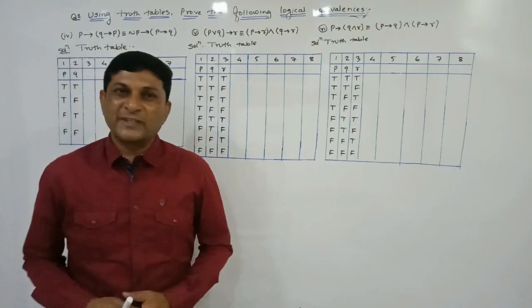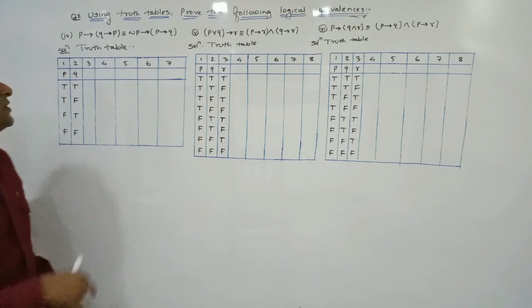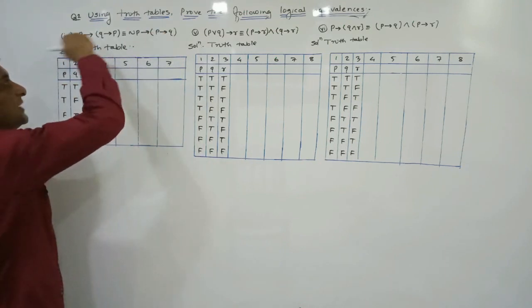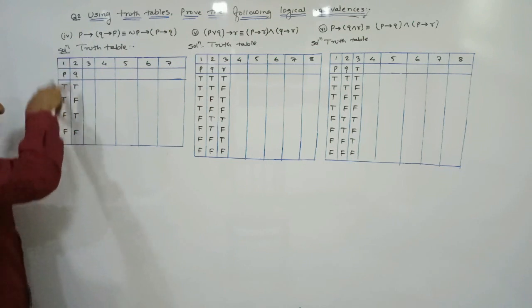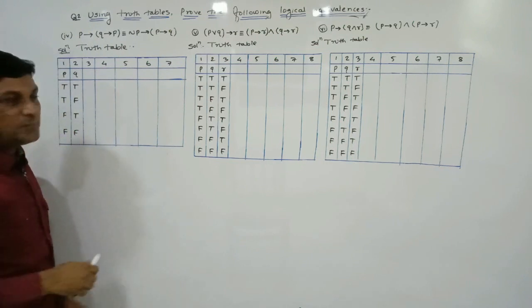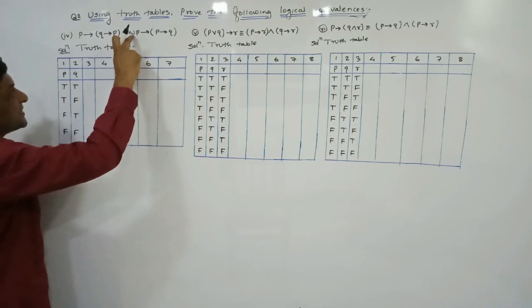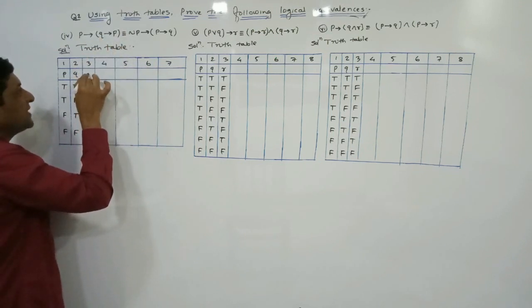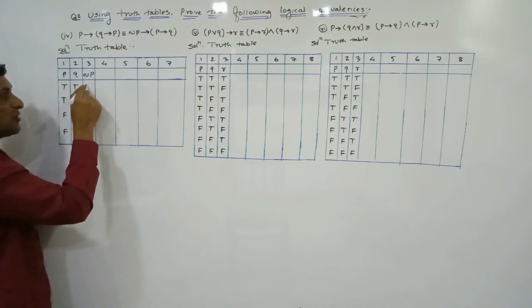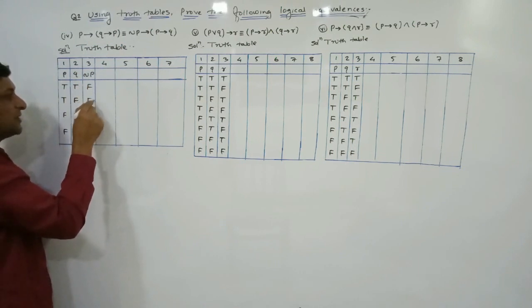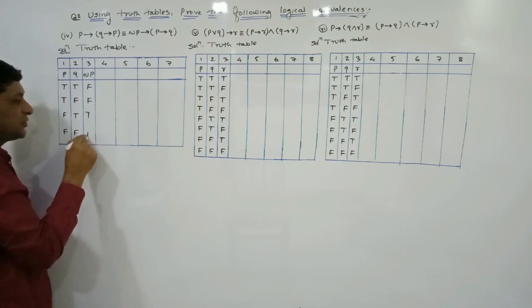Now let us try to solve example number 4. If you observe this statement, two letters appear in it, which means two statements are under consideration. So there are four possibilities of truth values. Here we will require the truth value of negation P also. So find negation of P from the truth value of P. Negation of true is false, negation of true is false, and negation of false will be true.